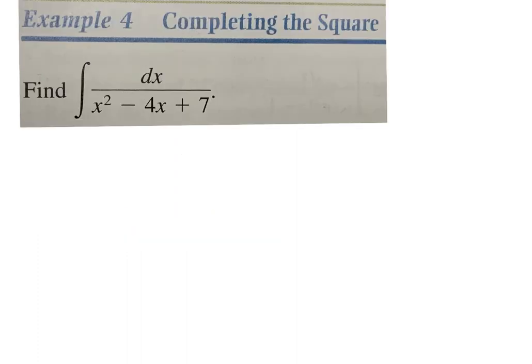What page are we on? We are on page 390, example 4. So when you look at this particular problem, it does not look like you have anything to go on here, all right?